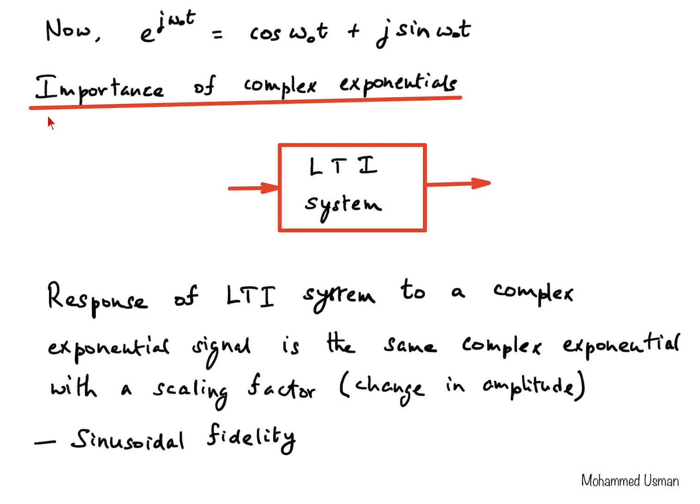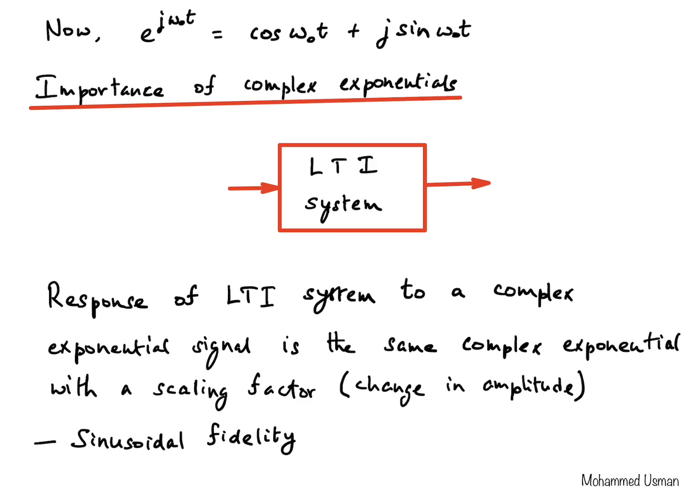Now, what is the importance of the complex exponentials? Just to recall, the complex exponential e power j omega naught t is given as cosine omega naught t plus j sine omega naught t. That means it's a complex signal which has a real part given as the cosine wave, and the imaginary part is the sine wave. Okay, that's what the complex exponential represents.